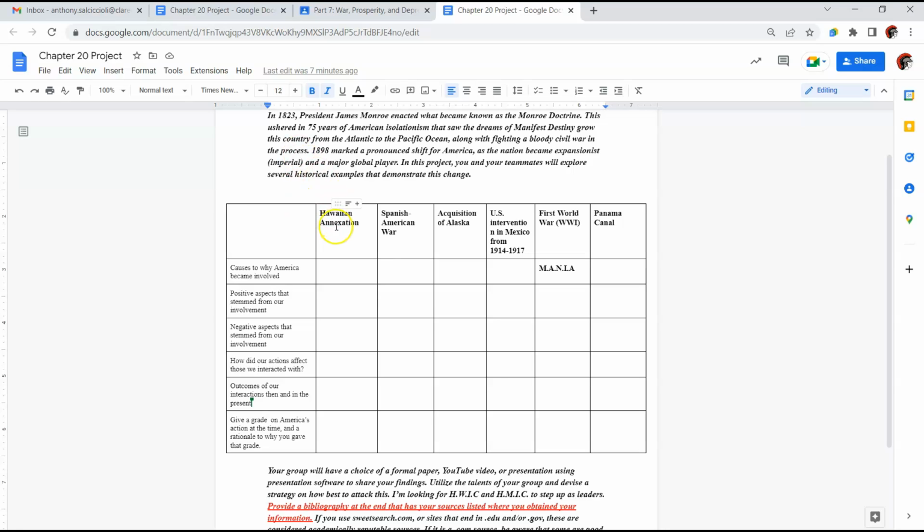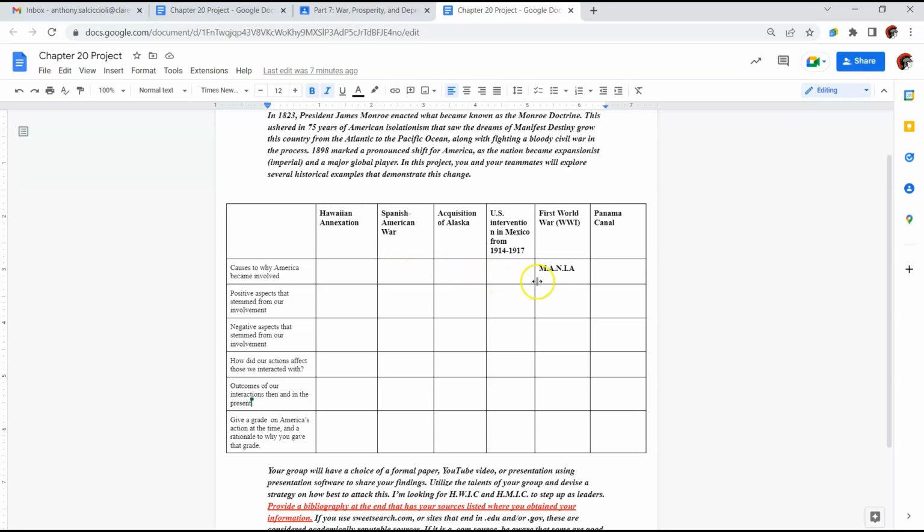Now, if we look at the x-axis here, here are the 6 events we're going to be looking at. The annexation of Hawaii, the Spanish-American War, the acquisition of Alaska, U.S. intervention in Mexico from 1914 to 1917, the First World War, World War I, and the Panama Canal.